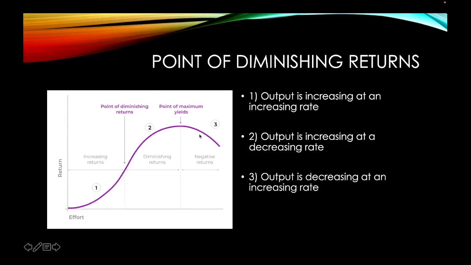And when we get to the third section, you can see the output is actually dropping. So if you hire more employees, then the output is going to drop instead of increase. So you're both paying money to the employees to work for you, and you're losing money from the lower output that you're getting from the increase of employees.